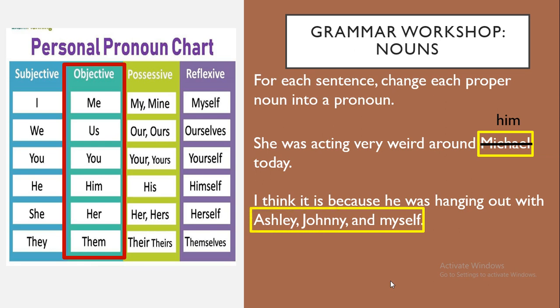And so read through this list of objective pronouns and tell me, which one could you use to replace Ashley, Johnny, and myself? So remember, you are included and it is plural. And so which one would you use? So you should have come up with us. Us would be the plural because you're including yourself and others. So I think it is because he was hanging out with us.